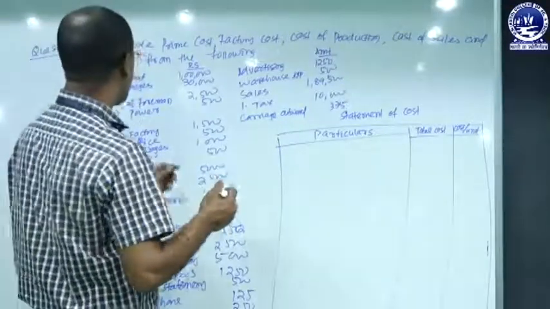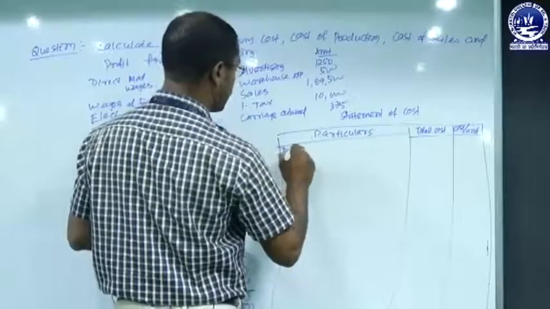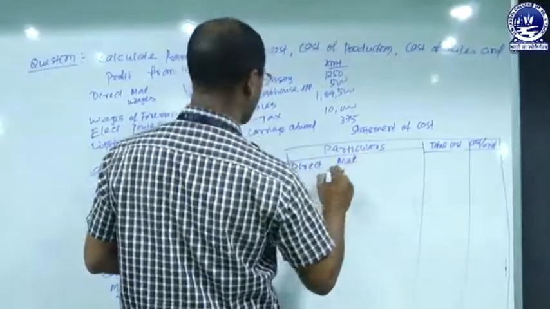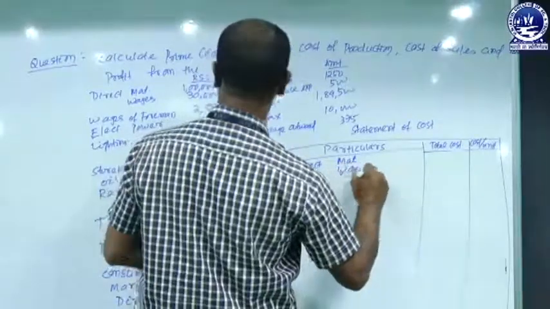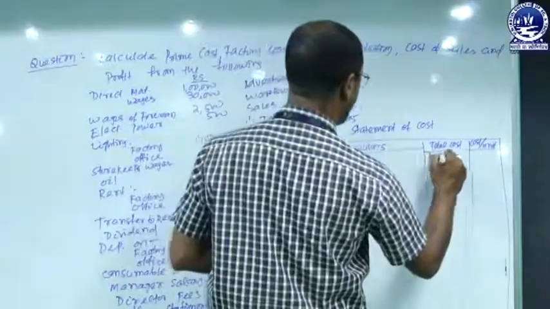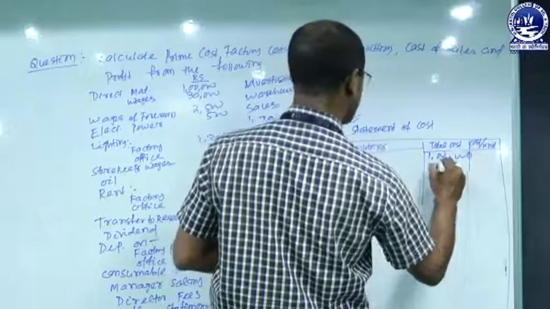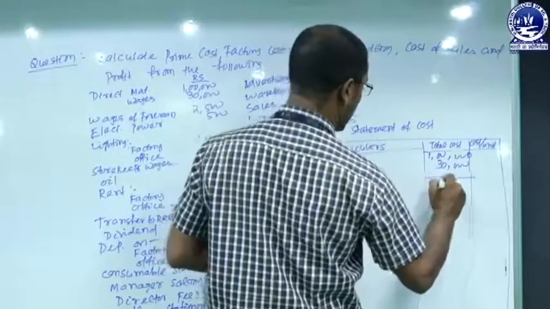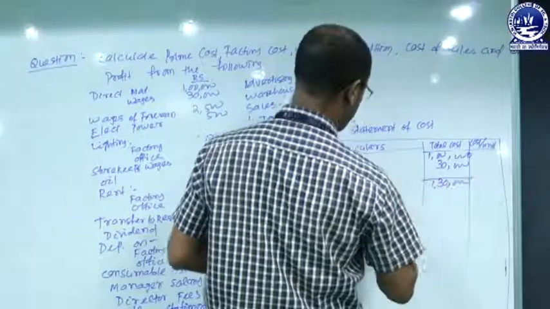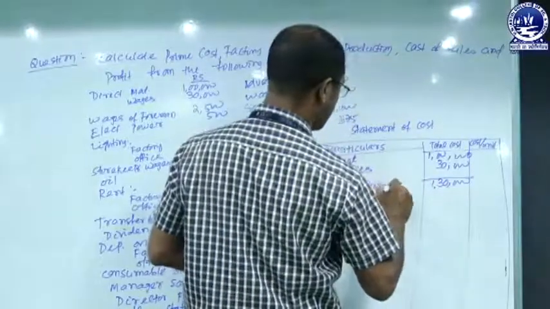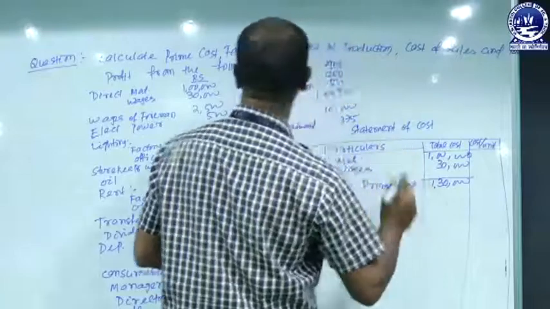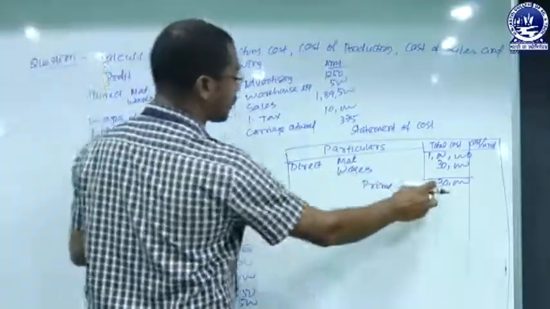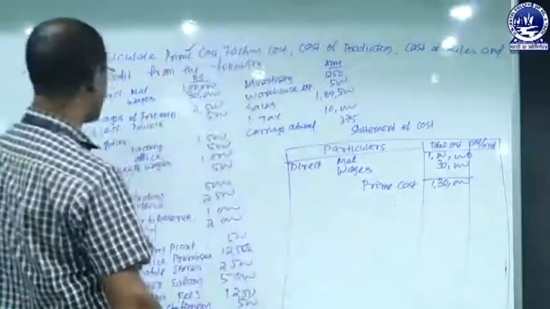First we take into consideration direct material and direct wages. Direct material, the amount is 1 lakh. Direct wages, the amount is 30,000. We add them, and the total represents prime cost. Here the prime cost is 1,30,000. So as per the question, we calculate prime cost, and the total amount of prime cost is 1,30,000.